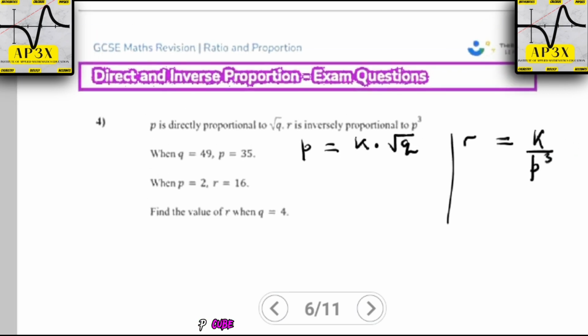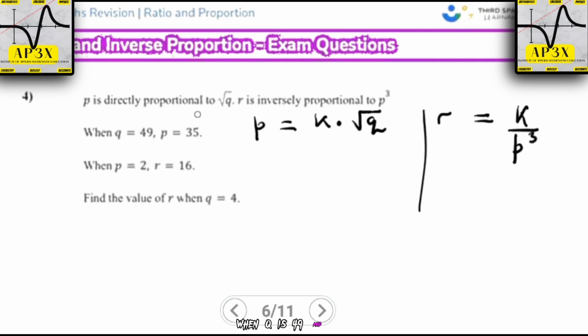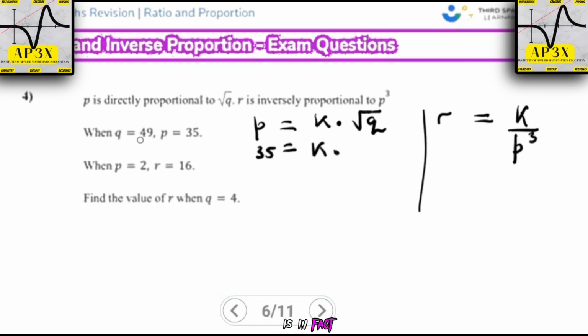P cubed. Let's see what they're asking us for here. So when Q is 49 and P is 35, we can find K. I hope that you guys are actually pausing the video, working the problem out, and then matching my solutions with yours so you can see where you're making the error, if you're making any. K is unknown and Q, according to the question here, is in fact 49.